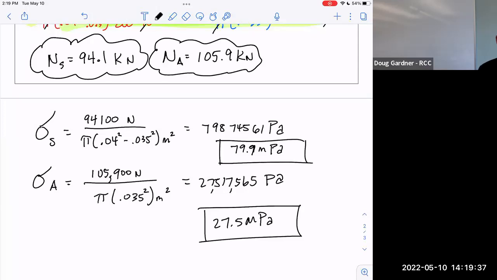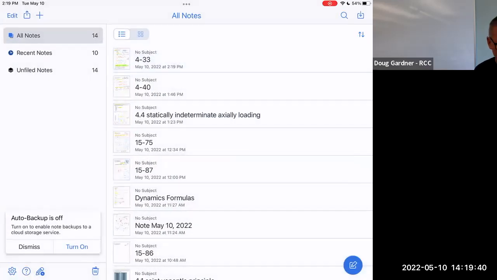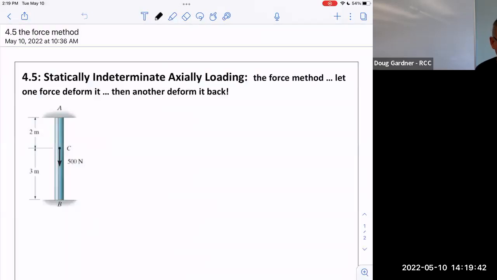Let me just show you this really fast. I don't know. I'm trying to decide if I should show this to you or not. 4.5. Notice it says right here. I just don't want to confuse you. I mean, it's kind of cool to see. Let one force deform it and then another deform it back. This genuinely might appeal to some of you, but I'm kind of thinking maybe I'll just show it to you at the start of class next time. That way, what I taught you can kind of just sink in a little bit. Maybe I should say it next time.